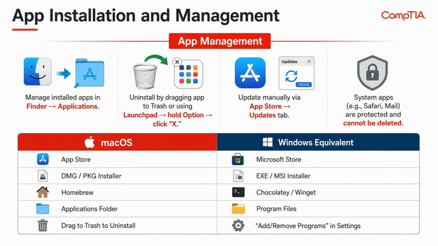Manage installed apps through Finder, Applications. Uninstall by dragging the app to Trash, or through Launchpad by holding Option and clicking the X. Update manually through the App Store's Updates tab. System apps like Safari and Mail are protected and can't be deleted.